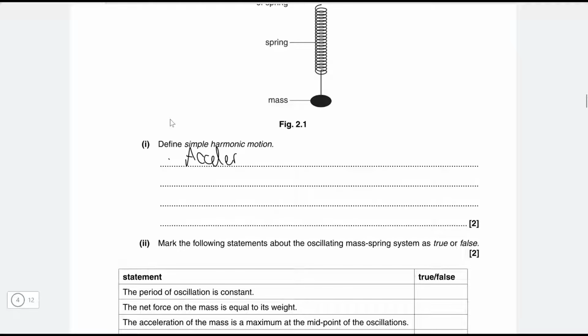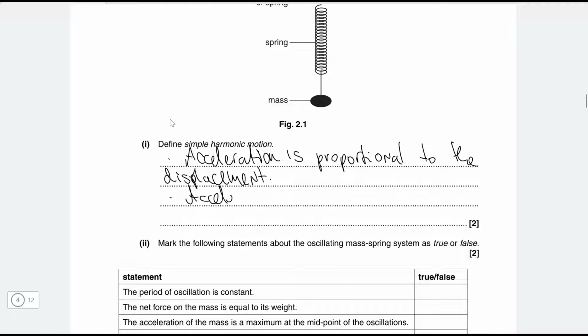Acceleration is proportional to the displacement, and remember, acceleration is always directed towards the equilibrium.